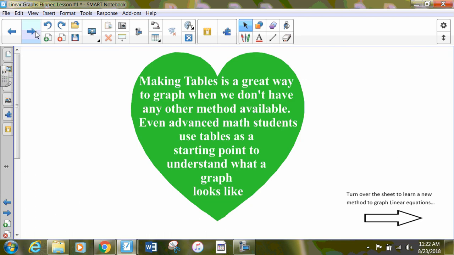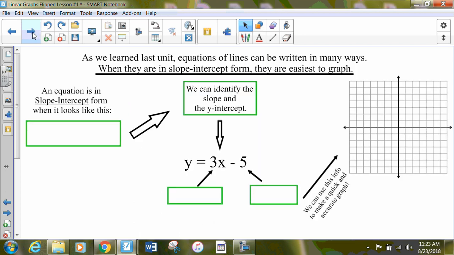So what we just went over is important because even my pre-calc kids, if they don't know where to start with a graph and they're just looking at an equation, they start with a table. So a table is a really good tool to start understanding what a graph will look like when we see an equation. But now we're going to turn the sheet over and learn a new way to graph, because that table way will always work. But there are shortcuts that I think you'll enjoy more when an equation is in a certain form.